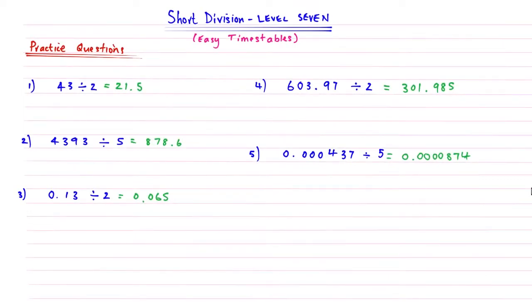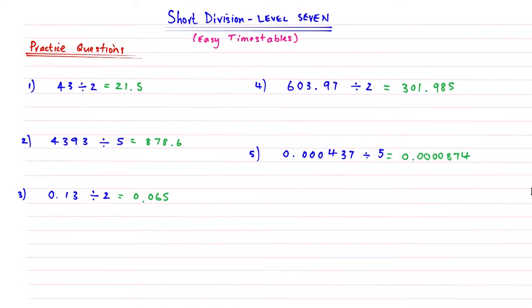This is the answer walkthrough video for short division level 7. So the answer to number 1 is 21.5. The answer to number 2 is 878.6. The answer to number 3 is 0.065. The answer to number 4 is 301.985. And the answer to number 5 is 0.0000874. Now, if you've got all those right, well done, because you have actually finished the short division course now.